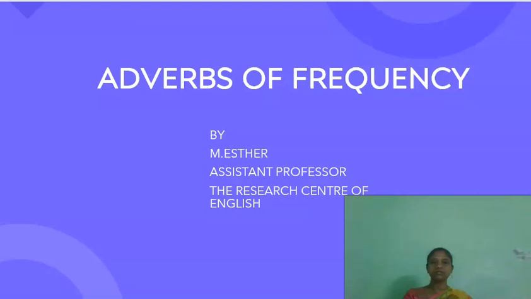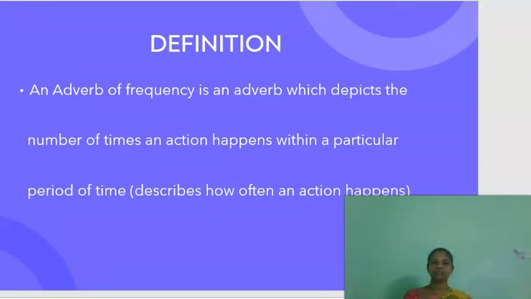Today, we are going to learn the grammar, adverbs of frequency. Now, let us pass on to the definition for adverbs of frequency. An adverb of frequency is an adverb which depicts the number of times an action happens within a particular period of time. In simple words, it describes how often an action happens. Now, let us pass on to some of the examples of adverbs of frequency.